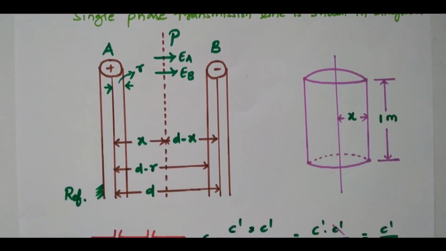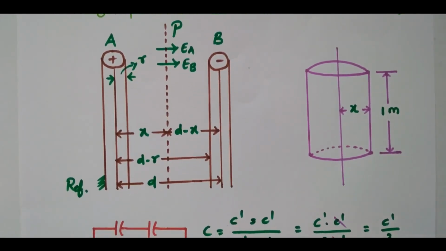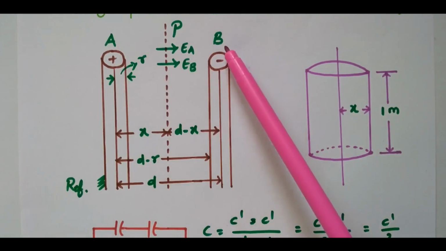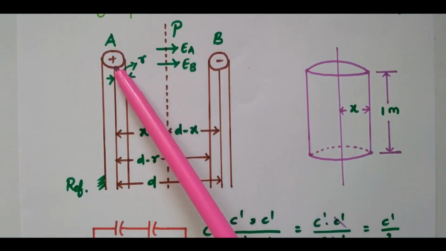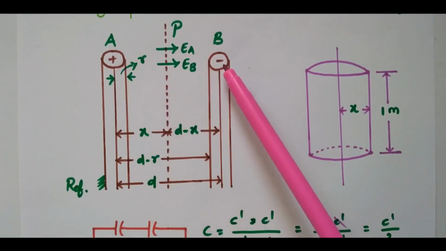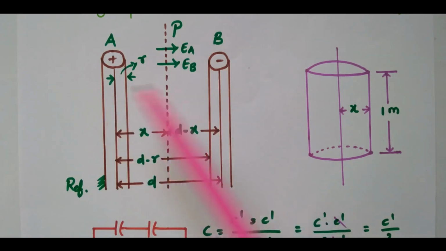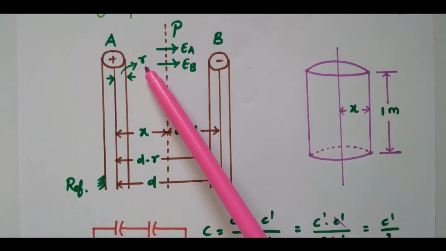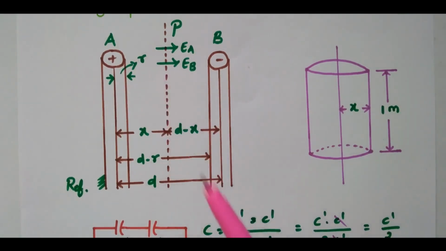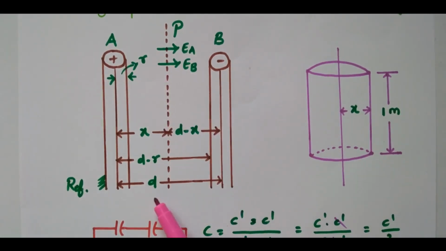By referring to the diagram, we have the two conductors, conductor A and conductor B. Conductor A is positively charged and conductor B is negatively charged. Our aim is to find the capacitance between these two conductors, A and B. The radius of each conductor is r meter. The center to center distance between the conductors is d meter, from the center of conductor A to the center of conductor B.